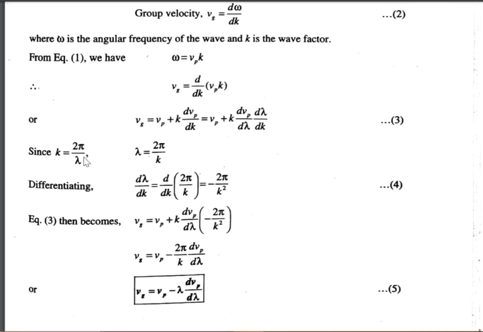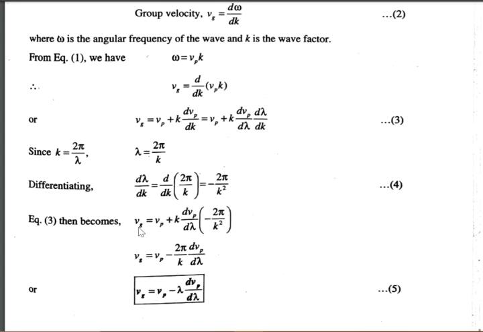Next, let us substitute for λ. We know that k is 2π by λ. Therefore, λ is 2π by k. Differentiating with respect to k, dλ by dk is d by dk of 2π by k, which is equal to minus 2π by k square. So differentiation of 1 by k is minus 1 by k square. This is equation 4.